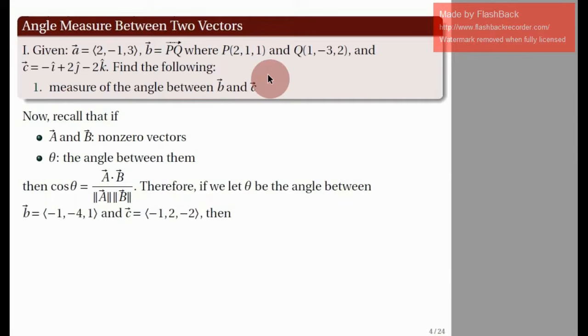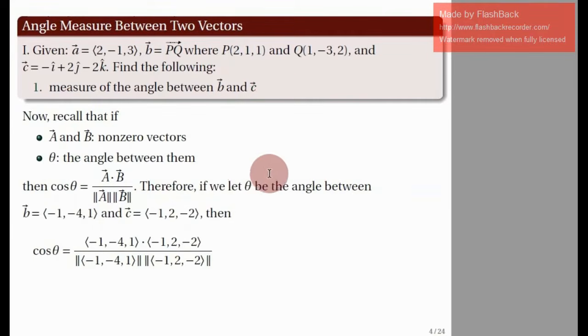Applying the formula, cosine of that theta will be equal to the dot product between the two vectors over the product of their norms. The way to find the dot product between two vectors, we will just be adding the product of the corresponding components of the vectors. So -1 times -1 is 1, -4 times 2 is -8, and 1 times -2 is -2, and we add them all. That is the dot product.